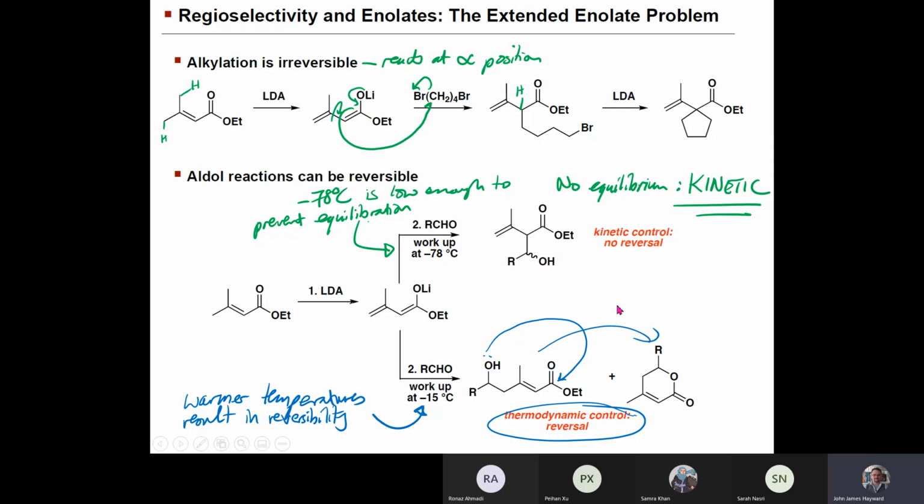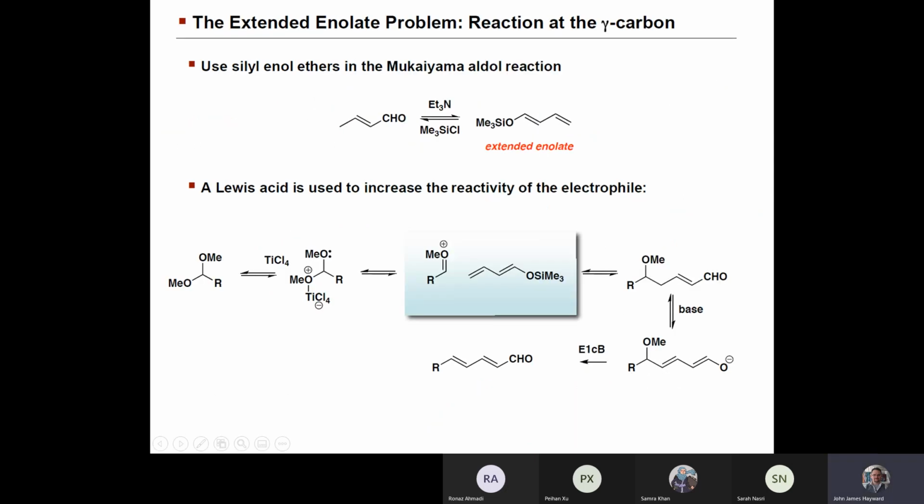The issue here is, how do we control them? Well, we've already said that we've got thermodynamics and kinetics in operation. So essentially controlling conditions, controlling reagents should give us the option to get through to our desired products. So first of all, the Mukaiyama aldol reaction.